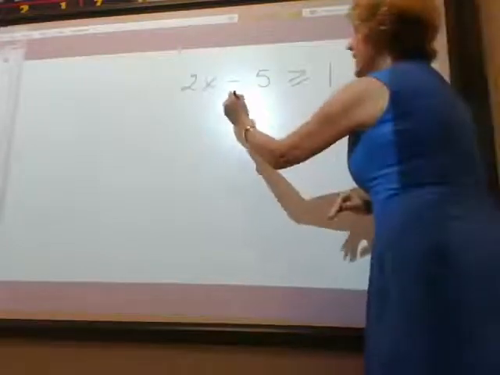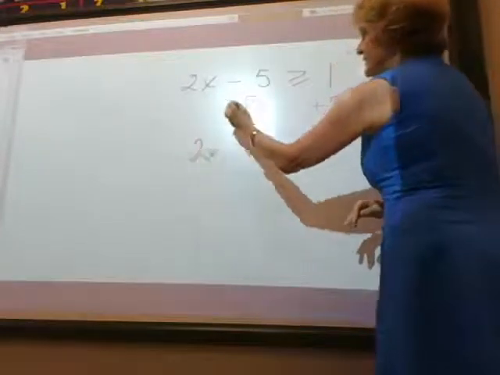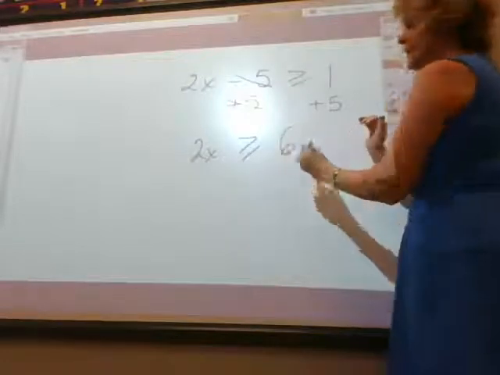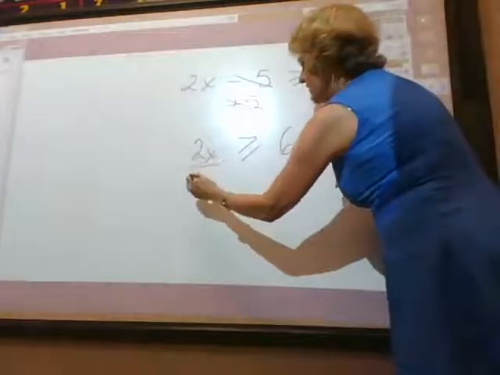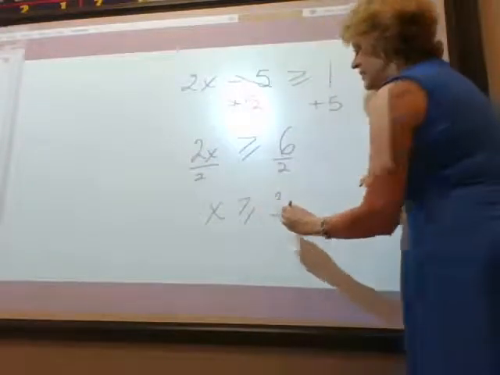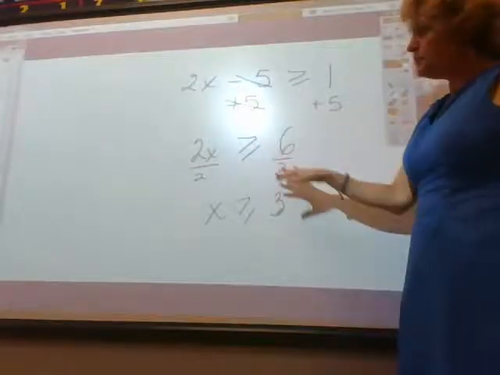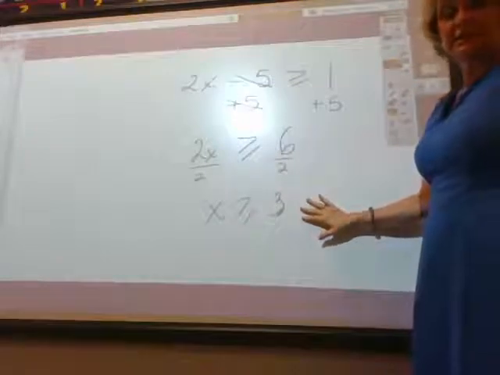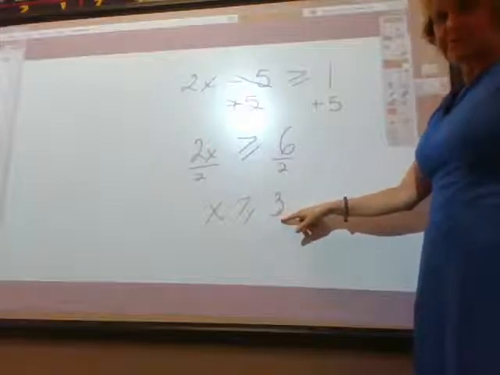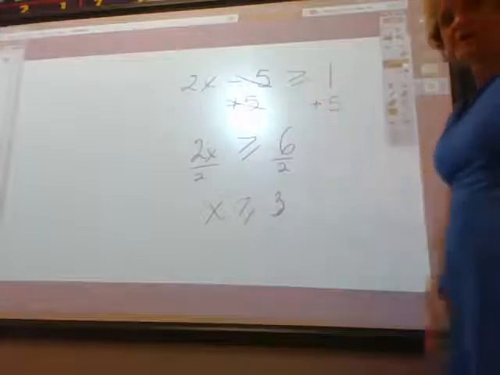So we're going to add 5 to both sides. So we have 2x. These cancel. I'm going to keep that sign just the way it is, right? And now divide by 2, and I get x is greater than or equal to 3. So that means I could plug in 3 and get a true statement. I could plug in 4, 5, 6, 7, and on to infinity. But I would not be able to plug in anything less than 3. Okay? So as long as this is greater than, this is greater than, all good to go.